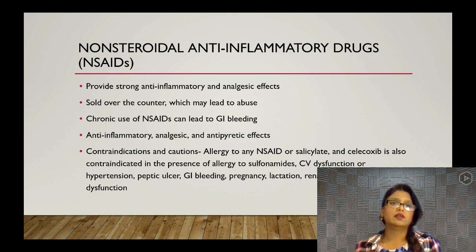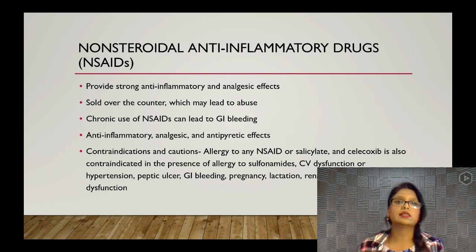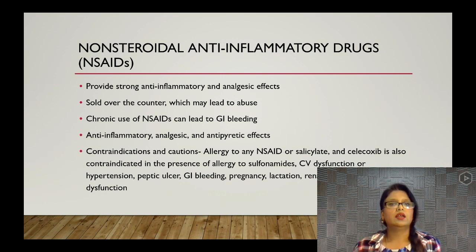Non-steroidal anti-inflammatory drugs provide strong anti-inflammatory analgesic effects, sold over the counter, which may lead to abuse. So meaning, if some medications are freely available, people might not know, oh, this might cause side effects. They just keep on taking it, and the next thing you know is they're having problems. So we just want to make sure that we are informing, educating our patients, and telling them what could happen. And that's why we have a pharmacist or a nurse or a physician who can explain the side effects to our patients.